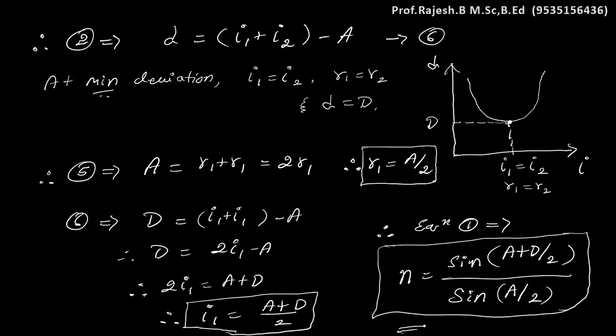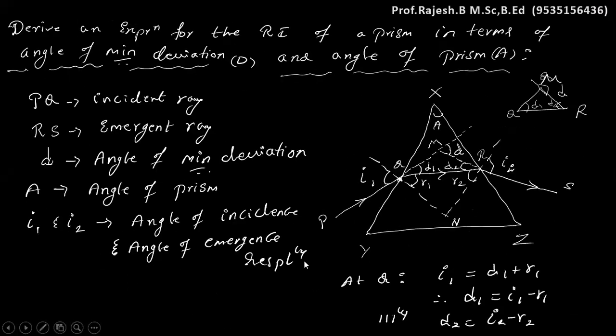Once again, I'll explain. We are going to derive an expression for the refractive index of the prism in terms of angle of minimum deviation and the angle of prism. Look at this. This is the principal section of the prism XYZ. With respect to the first face XY, PQ is the incident ray, I1 is the angle of incidence. After that, QR is the refracted ray and RS is the emergent ray, which is emerging from the other face. I2 is the second angle of incidence, or you can also say that it is the angle of emergence.